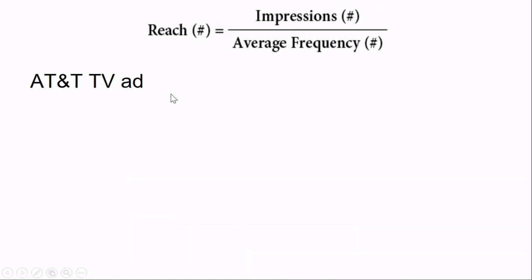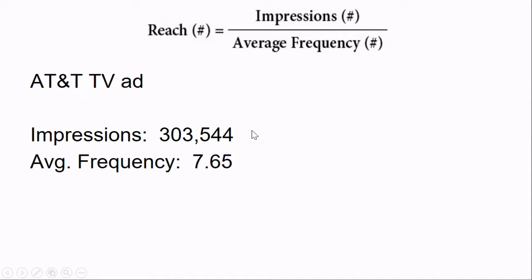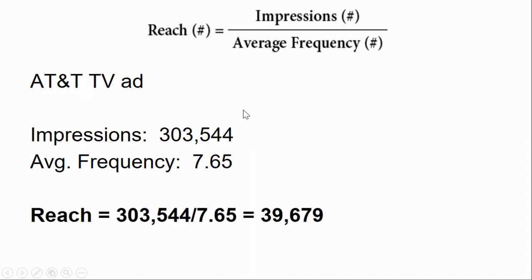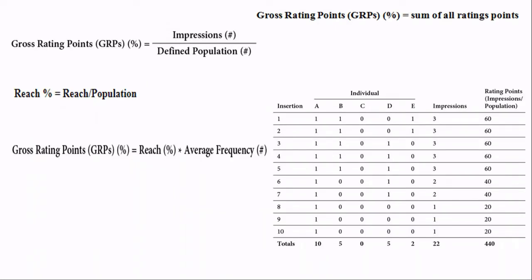Okay. We can also move that formula around and solve for reach. So AT&T puts an ad on television. They have 303,544 total views of the ad or impressions. Their average frequency is 7.65 times. Therefore, our reach is 39,679 people viewed the ad at least once. Okay, and that's a number you should definitely round. You can round it up or down to the nearest integer. It doesn't really matter. Okay.